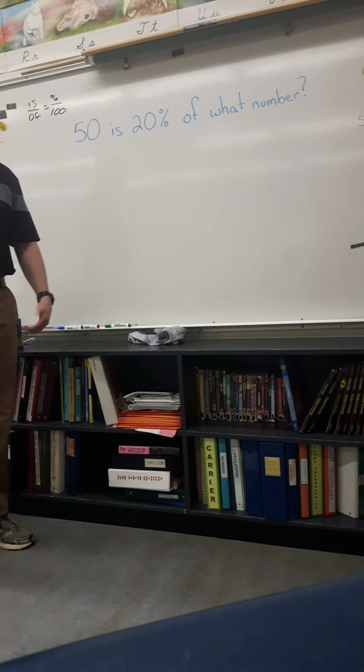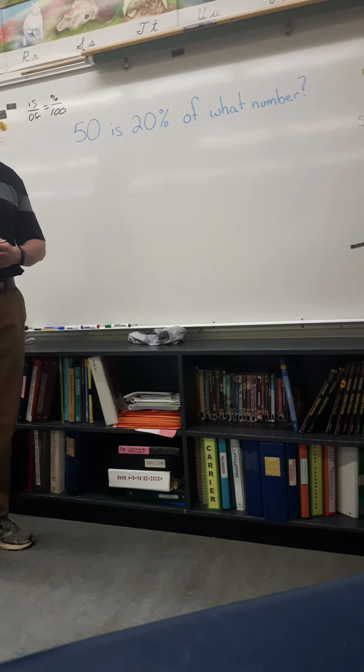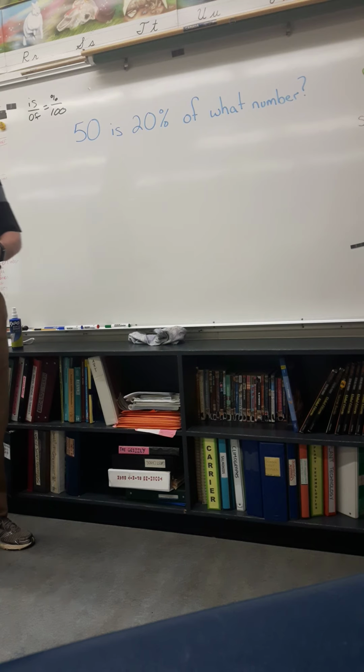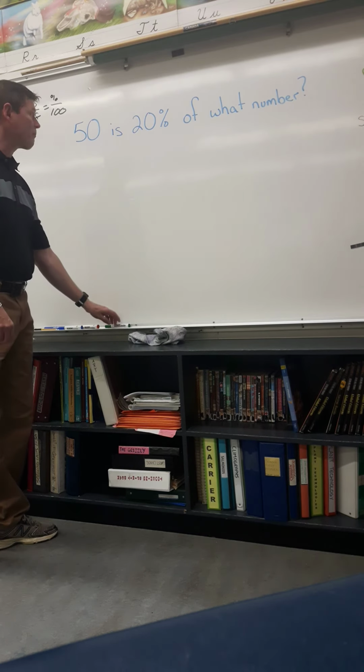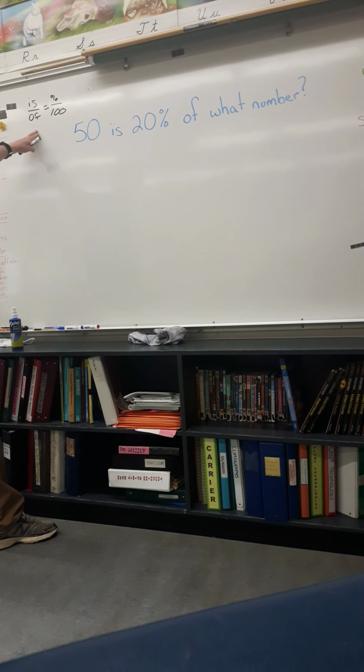Okay, so we've looked at different types of solving for proportion, and we've solved for the variable is, we've solved for the variable percent. So finally, now let's look at how to solve for the variable for the of. So again, we have a formula, is over of equals percent over 100.